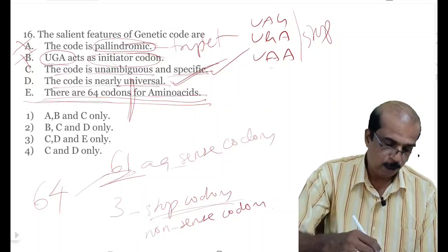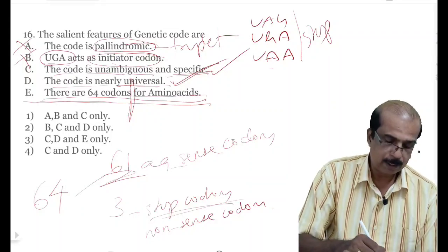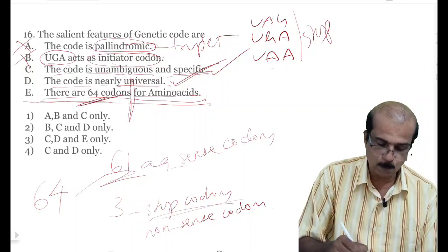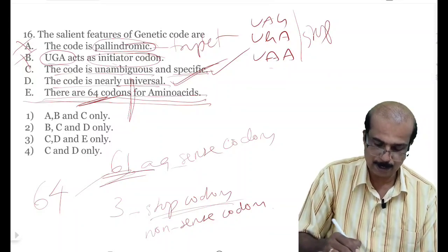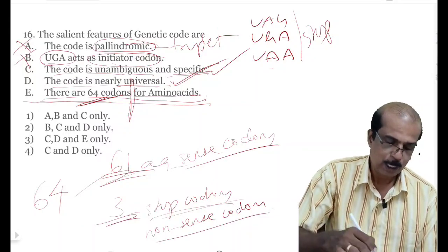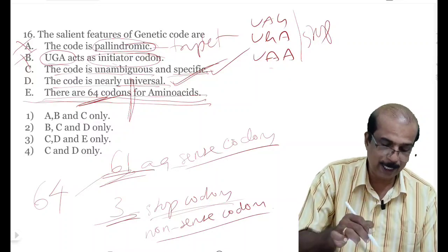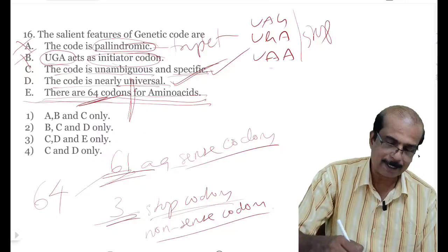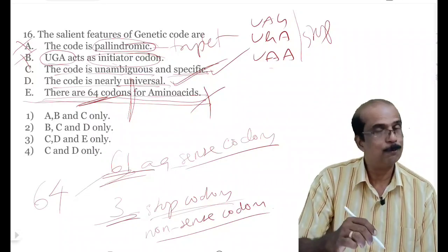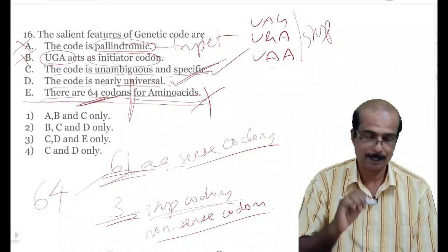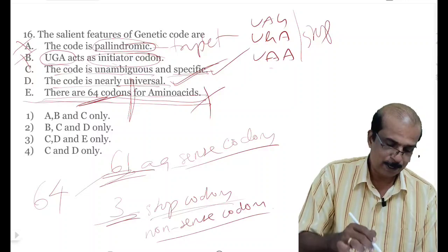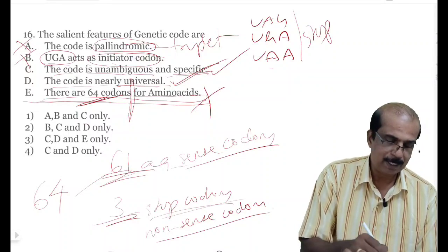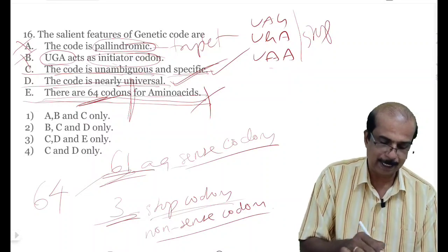Of the 64 codons, 61 are sense codons, 3 are nonsense codons. So there are 61 codons for amino acids will be the correct statement. This statement as such is a wrong one. You carefully analyze the statements and find out the correct answer. Here for this question, the statements C and D only are correct.